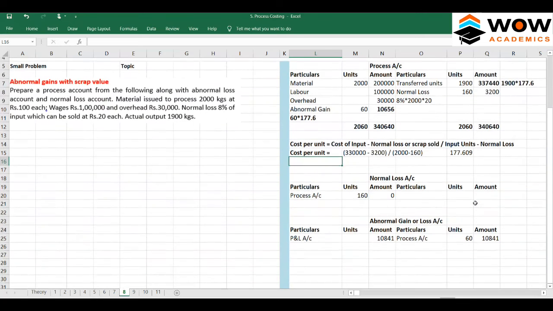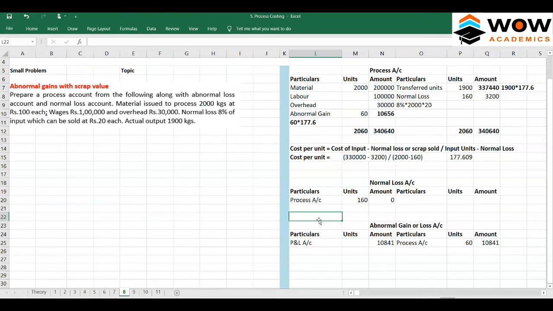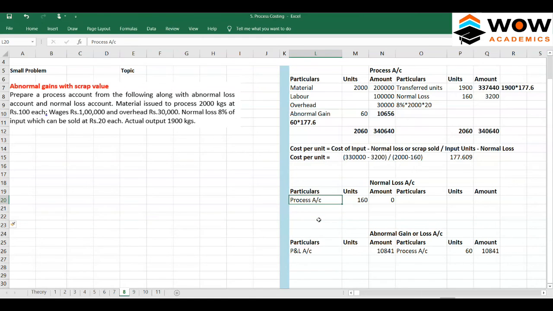We still have one more region, normal loss. So we'll start. Normal loss is 1600. We could sell it at 3200. The total amount we could send to bank as scrap value, but unfortunately we can't do that. Why? Because we have an abnormal gain of 60 units. This 60 could be sold. If you sell it, 60 into 20 you'll get, so that comes to 1200.